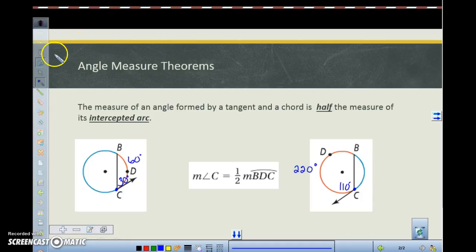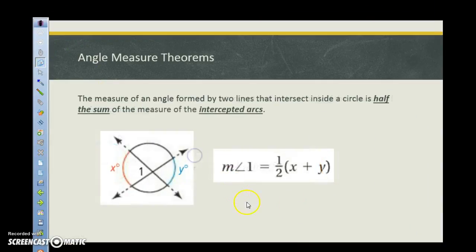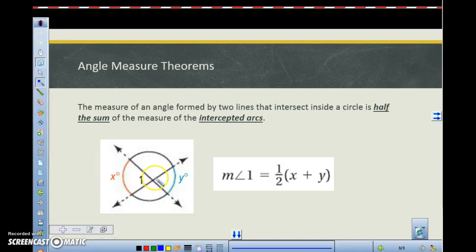We can have the vertex on the inside of our circle. If the vertex is on the inside of our circle, this looks like our warm-up question today, then we're going to add the two arcs and then take half.